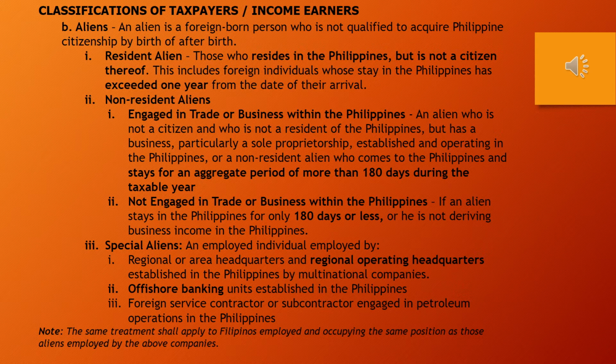However, yung mga aliens, okay, alien individual, 15% pa din sila if they suffice the first requirement, if they are employed in regional area, ROH, offshore banking units, foreign service contractor and subcontractor sila. Okay, that engage in petroleum operations in the Philippines. Okay, so we have to take note, the same treatment shall apply to Filipinos employed, okay, the same position as those aliens employed by the above companies.